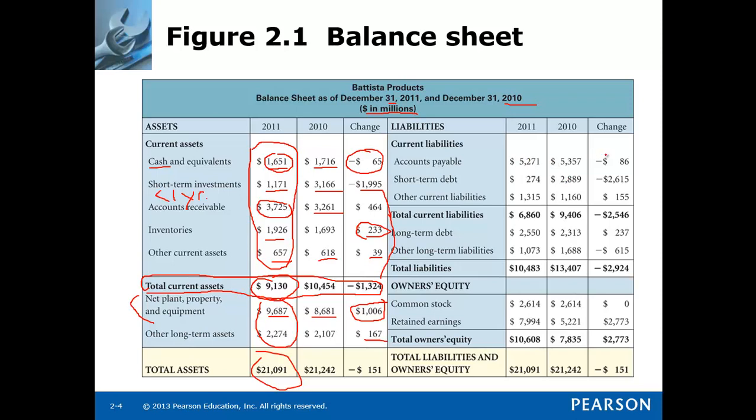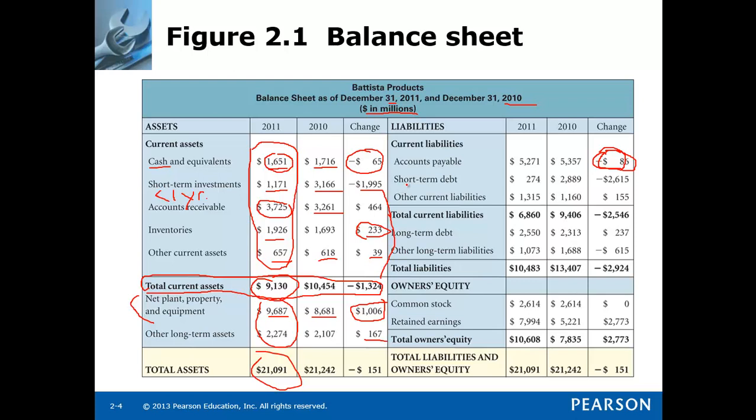You could see that this negative number means that their accounts payable has gone down. So even though this is a negative number, this is a favorable variance, meaning that a negative variance on an expense or something that is owed is good for the company.